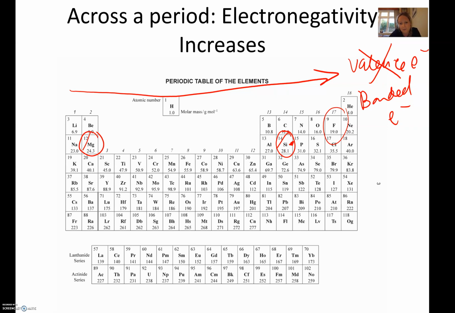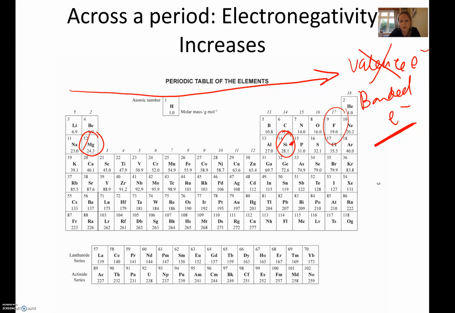So I'll repeat that last bit. Because silicon's got more protons than magnesium, it's going to have a greater electrostatic attraction between the nucleus and the bonded electrons, and this means electronegativity will be greater. So that is the reason why electronegativity increases. It's always the same reason across a period, because nuclear charge is going up.